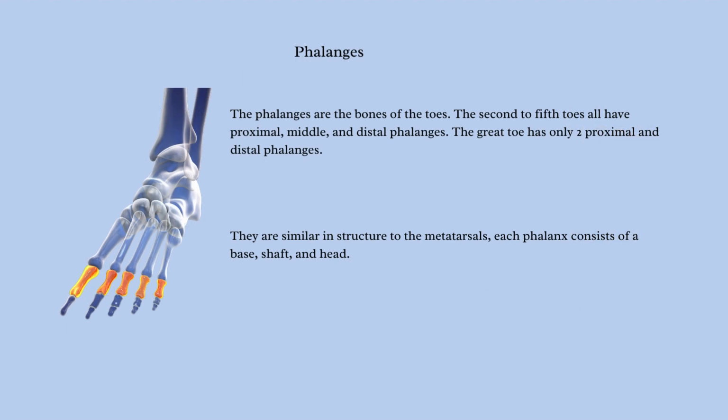The phalanges are the bones of the toes. The 2nd to 5th toes all have proximal, middle, and distal phalanges. The great toe has only 2, proximal and distal phalanges. They are similar in structure to the metatarsals. Each phalanx consists of a base, shaft, and head.